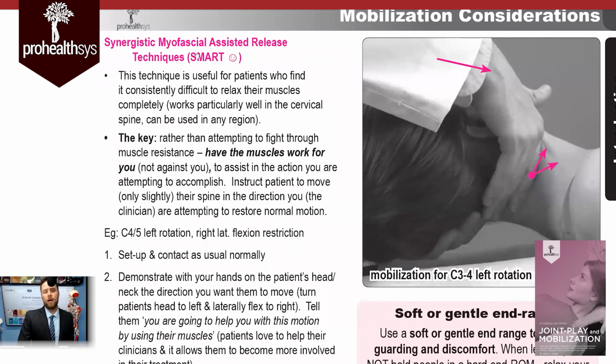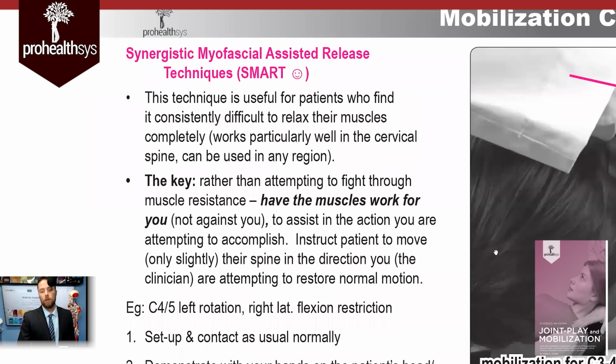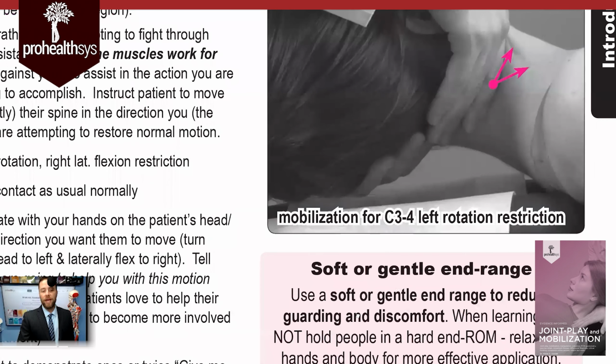I use synergistic myofascial assisted release technique to help people adjust a little bit better. It is SMART therapy. SMART. And if you didn't get that joke, that's what the acronym SMART stands for. And I'll show you guys how to do that. It's one of the key things that I like to actually use. But okay. Soft, gentle end ranges.